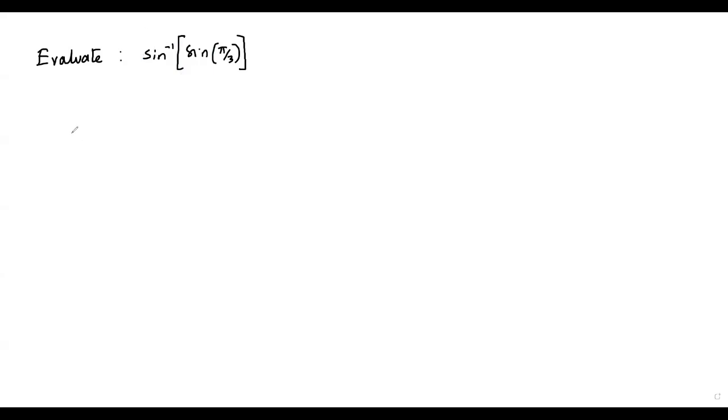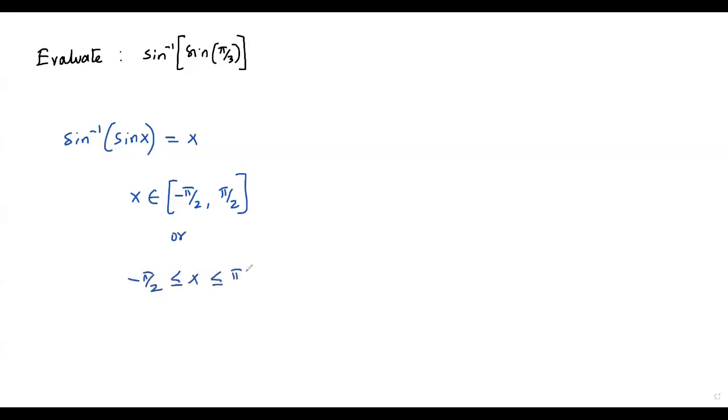So that is sine inverse of sine x equals x. But the result we get over here, or you can consider even the x over here, this x has to be in the closed interval negative pi over 2 comma positive pi over 2, or the same thing we can write as negative pi over 2 less than or equal to x less than or equal to pi over 2.